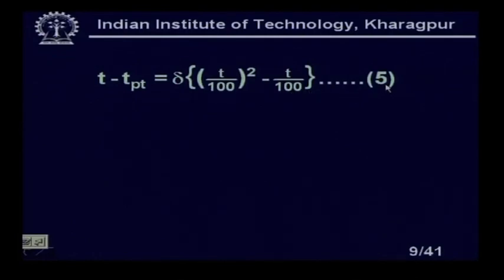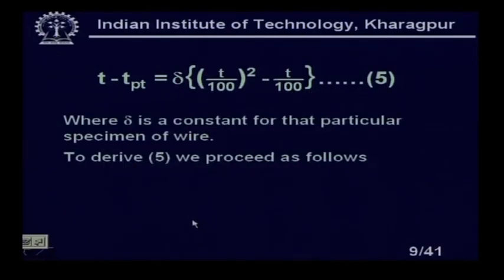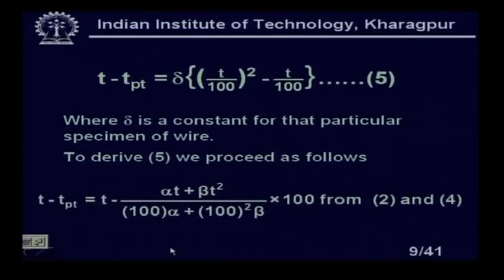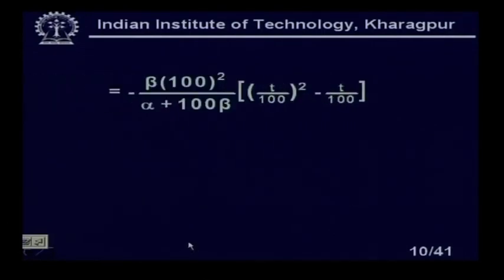This is equation number 5, where delta is the constant for that particular specimen of wire. Now, to derive equation 5, we will proceed as follows. We have taken T minus T_PT, T minus alpha T plus beta T square upon 100 alpha plus 100 square into beta into 100. This we actually got from equations 2 and 4, right.